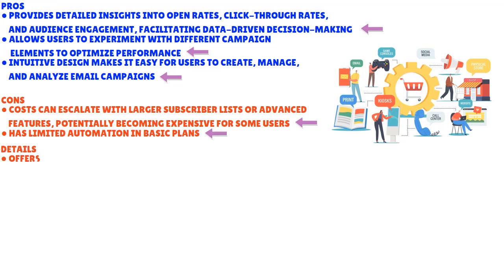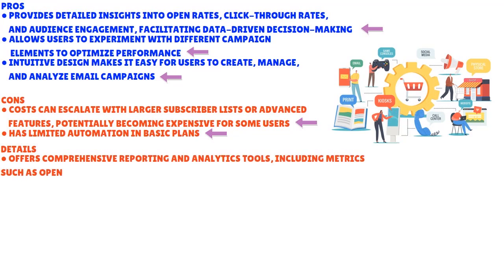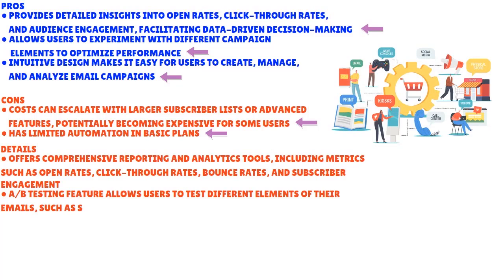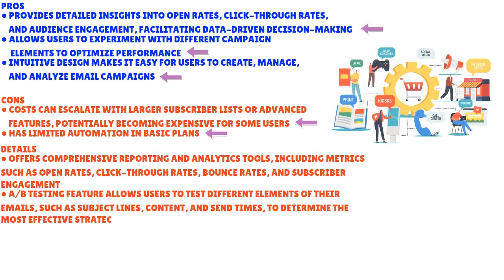But overall, when you think about Mailchimp, I want you to think about a tool that offers comprehensive reporting and analytics tools, including metrics such as open rates, click-through rates, bounce rates, and subscriber engagement. You have an A/B testing feature that allows users to test different elements of their emails, such as subject lines, content, and send times, to really determine the most effective strategies for improving engagement and conversions, not only in the short run, but also in the long run.